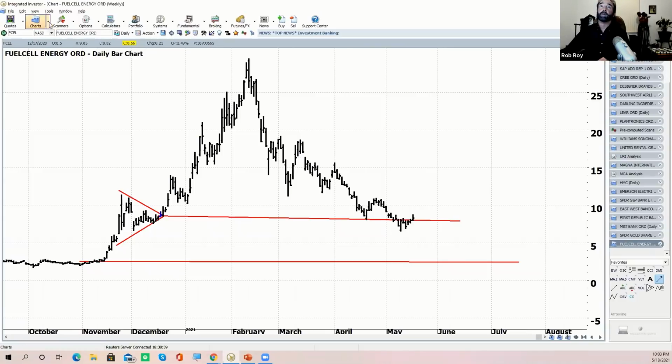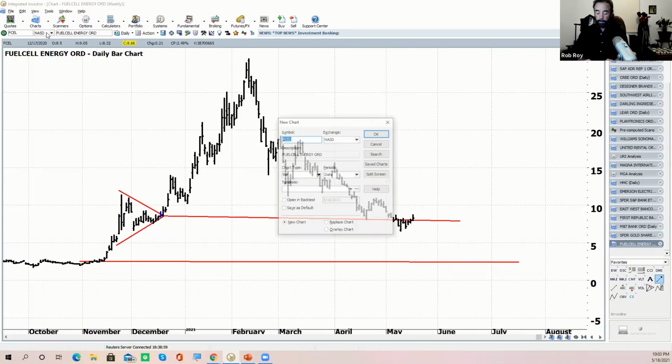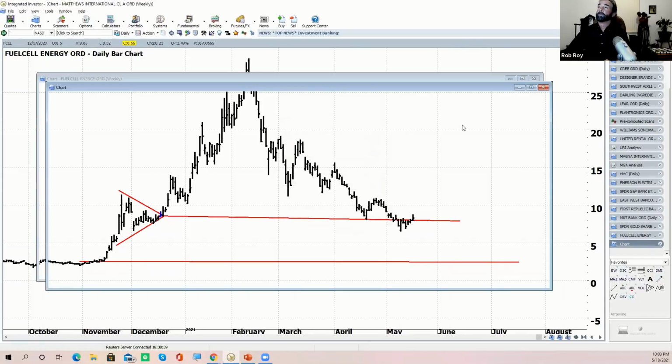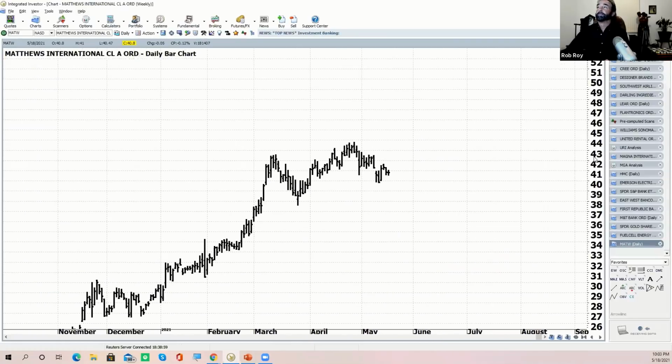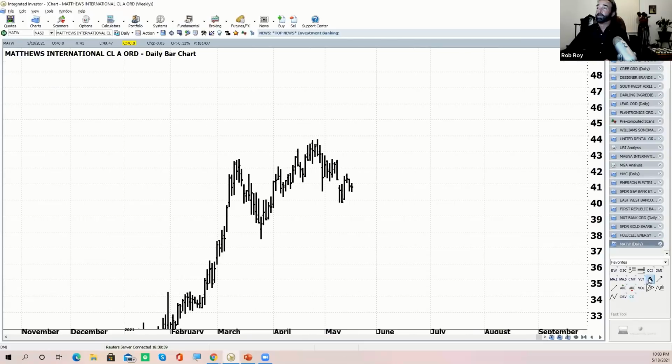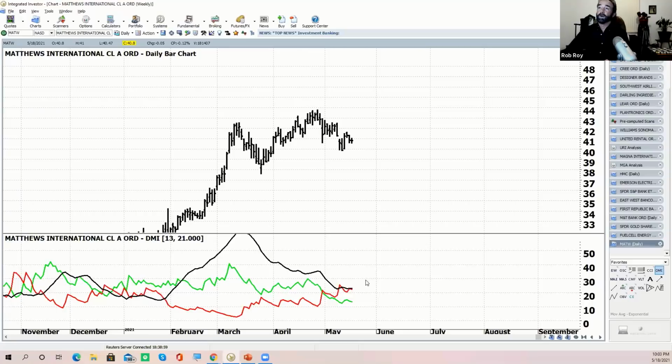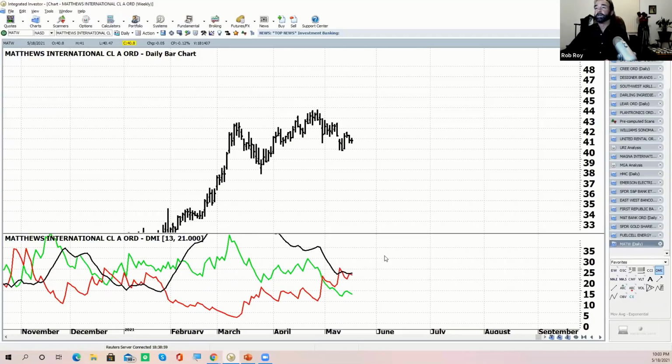Tom wants to look at MATW. I like the triangle look. The ADX isn't quite low. That's why it's not on our search. That's one of the indicators for finding consolidated stocks. Now, to qualify that, you don't have to have a low ADX to have a good triangle pattern that breaks out. The low ADX is not a requirement.